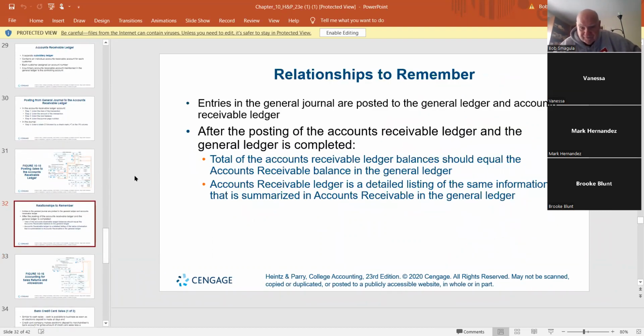Relationships to remember. Entries in the general ledger are posted to the general ledger and the accounts receivable ledger. They must be done pretty much at the same time. After the posting of the accounts receivable ledger and the general ledger is completed, the total of the accounts receivable ledger balance should equal the AR balance in the general ledger.